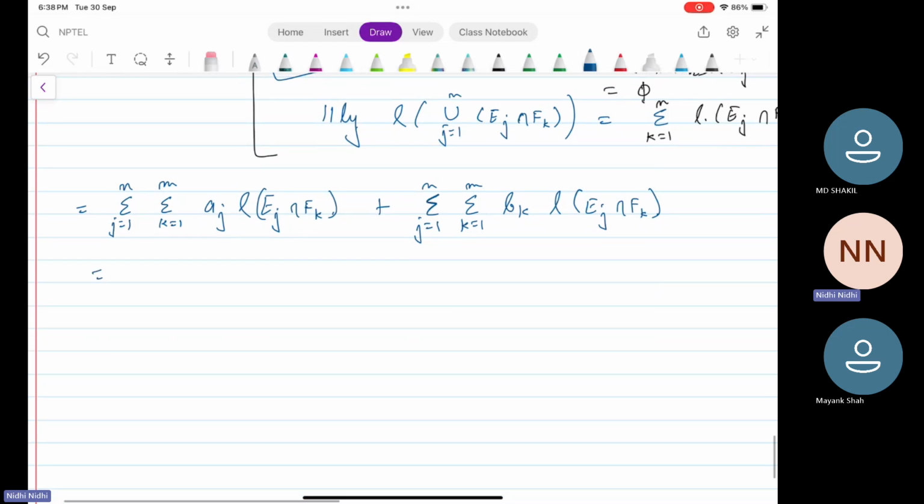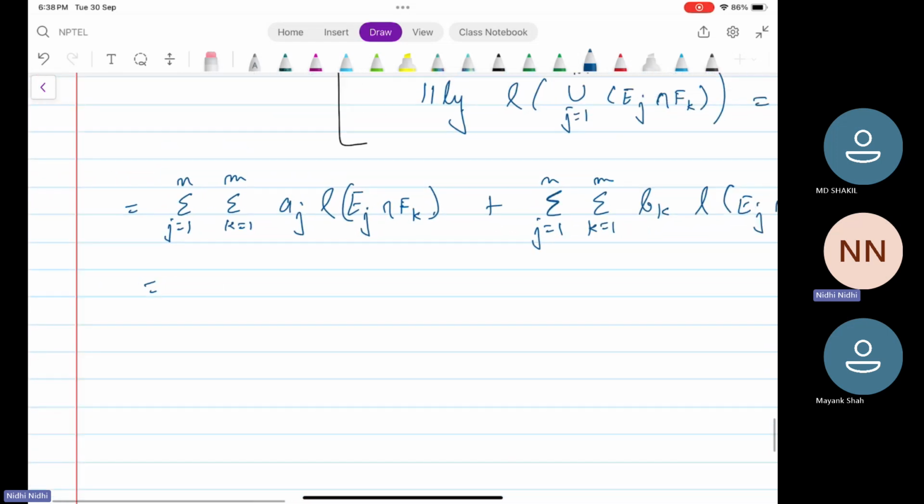Now this is equal to, I can write this in one form, summation j from 1 to n and k from 1 to m, aj plus bk times length of Ej intersection Fk.